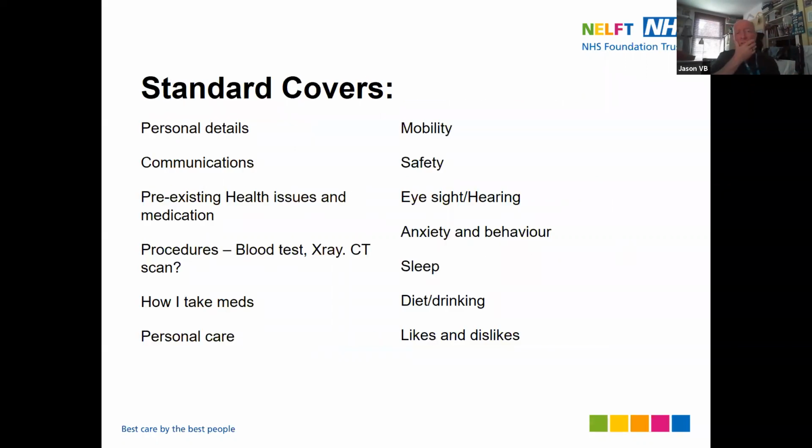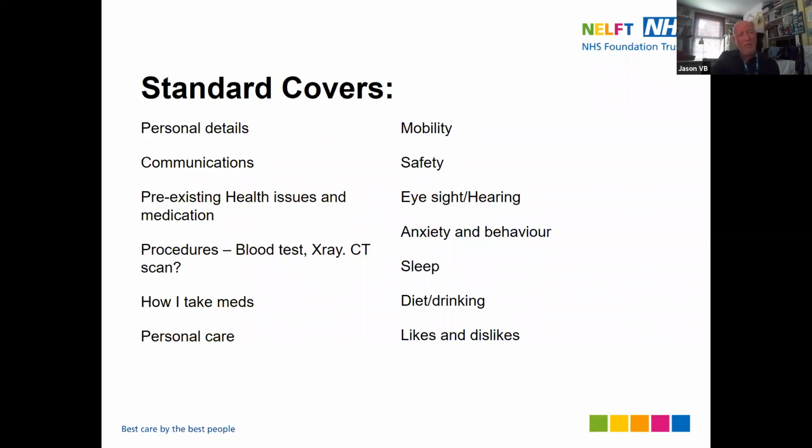issues. The standard one, the 10-page NELFT one, is basically in sections, and you've got personal details, so it's got date of birth, all that kind of stuff. Communications is right up front: how to communicate with this person, and communication's a two-way thing. So it's about tips for how you can communicate well with this person, and also how they present in terms of their communication. Are they verbal? Are they non-verbal? Do they use signs? Do they use noises? Facial expressions, those kinds of things, about how they communicate back to you.